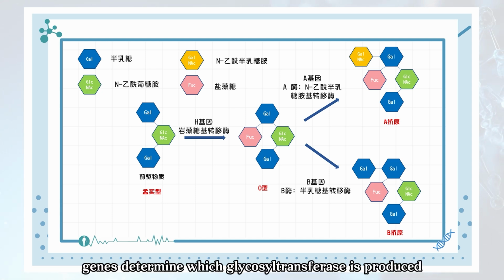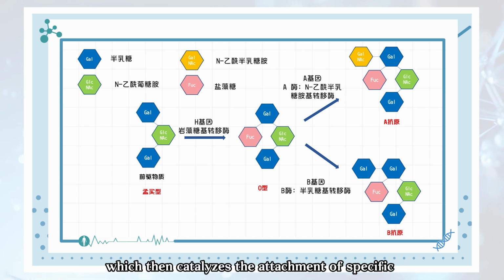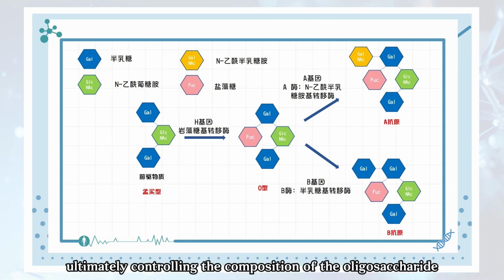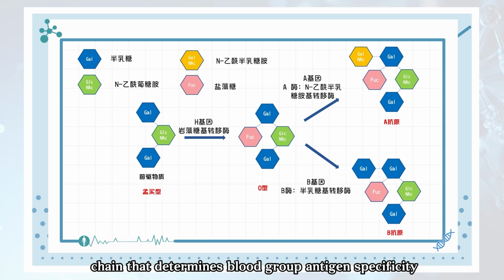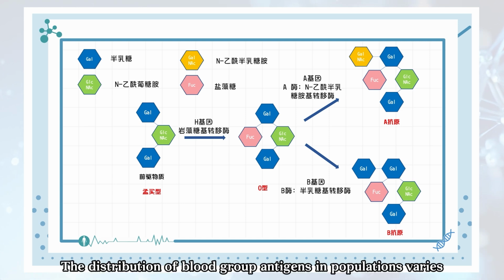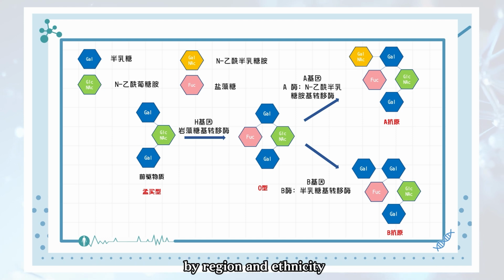Therefore, genes determine which glycosyltransferase is produced, which then catalyzes the attachment of specific sugar groups to specific positions on the precursor substance, ultimately controlling the composition of the oligosaccharide chain that determines blood group antigen specificity, and thus determining the blood type phenotype. The distribution of blood group antigens in populations varies by region and ethnicity.